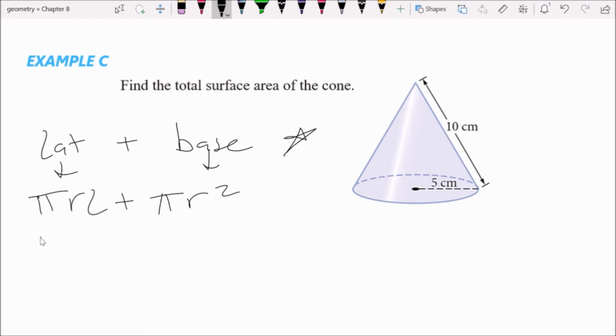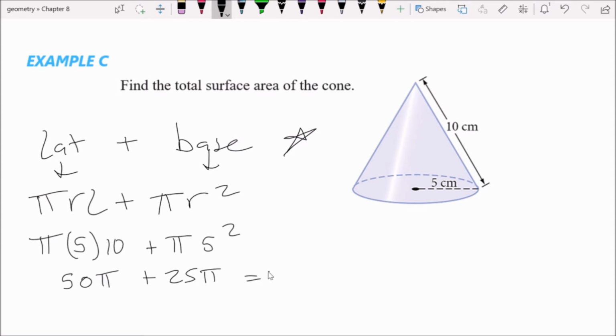So here we go. Pi times the radius, they gave us the radius, that's 5. Slant height is 10, plus pi times the radius squared, so that's 5 squared. Let's multiply this all out. That becomes 50 pi plus 25 pi, so we get 75 pi square centimeters. And that's it.